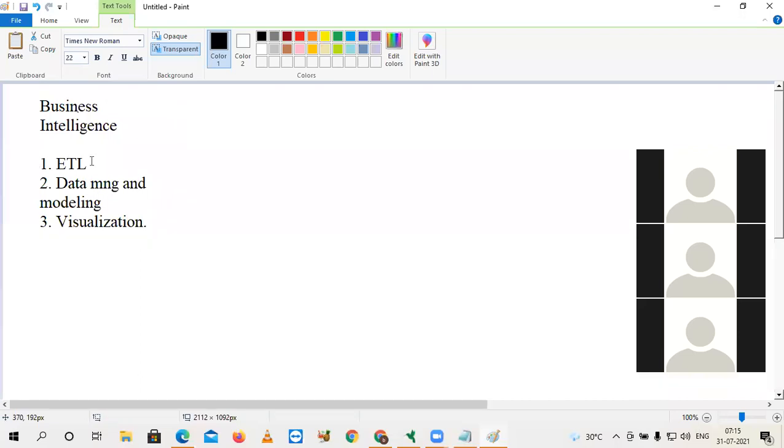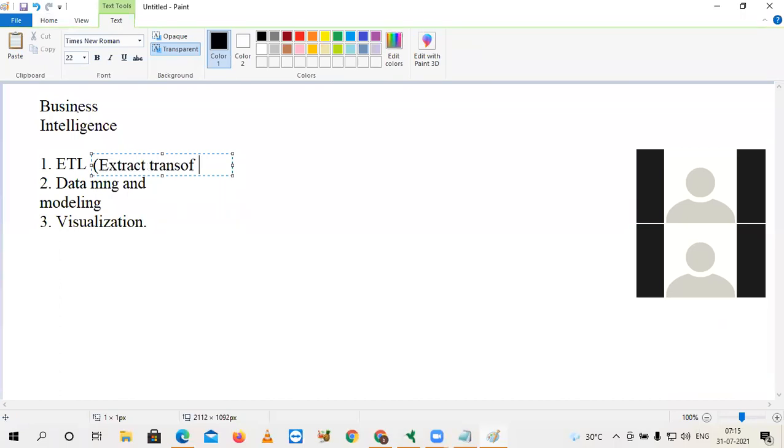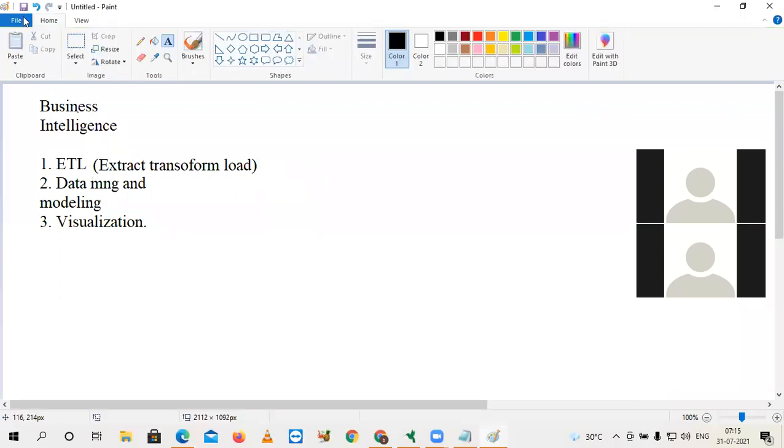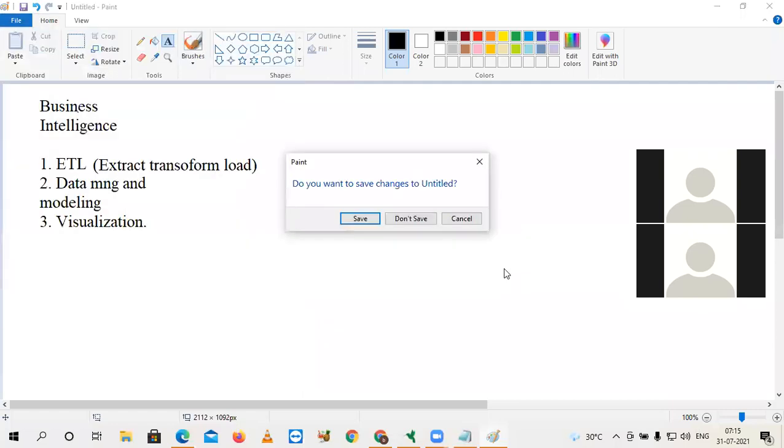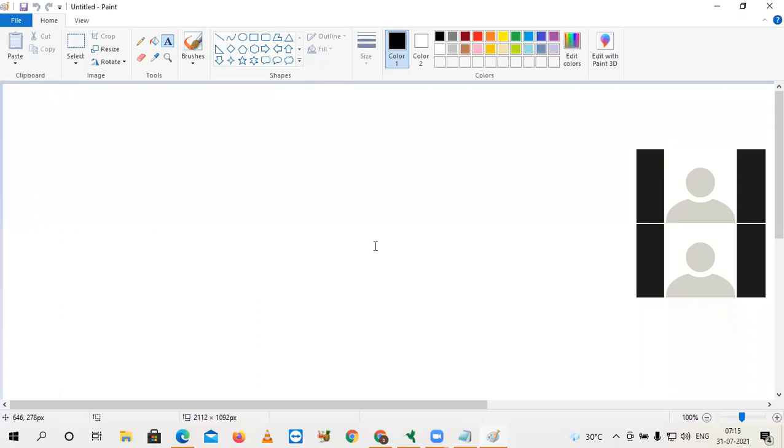So what is ETL? Extract, transform, and loading. So how exactly the work nature will be here is generally, if any transaction happens... Sir, all of you, please go on mute. Any question you have, you can unmute and ask me. Some noise is coming. So whenever you have a question, please unmute and ask me.